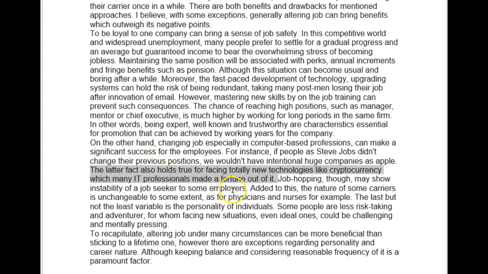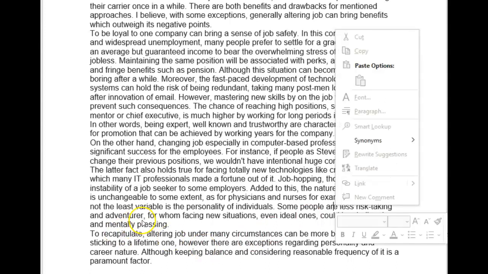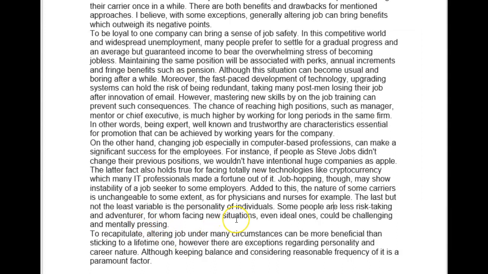All right, so let's move on. Job hopping, though, may show instability of a job seeker for some employers. Okay, fine. Added to this, the nature of some careers, spelled wrong again, is unchangeable to some extent, such as for physicians and nurses, for example. The last but not least variable is the personality of individuals. Some people are less risk-taking and adventurous, O-U-S, for whom facing new situations, even ideal ones, could be challenging and mentally pressing. To recapitulate, altering jobs, under many circumstances, can be more beneficial than sticking to a lifetime one.